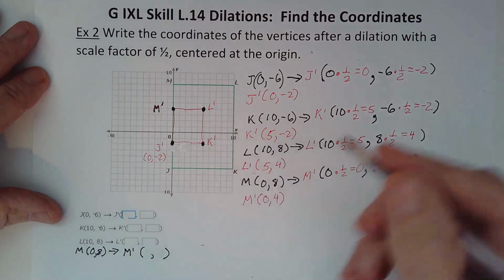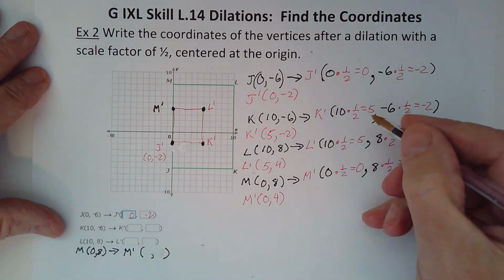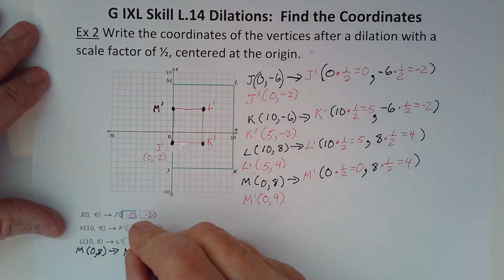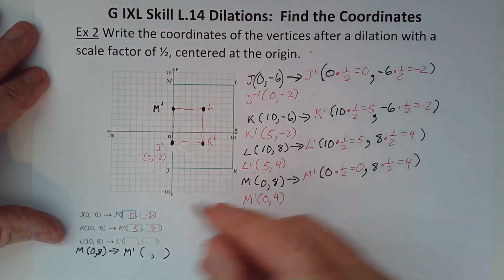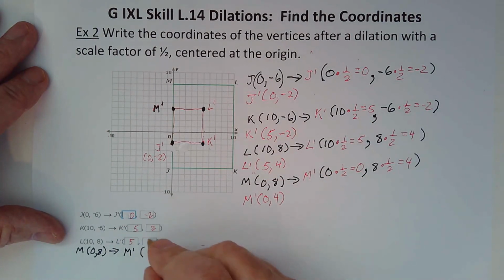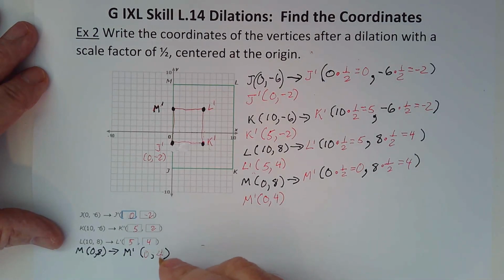So bottom line, we got 0, negative 2 for J prime. We've got 5, negative 2 for K prime. We've got 5, 4 for L prime, and 0, 4 for M prime. And that's it. We're all done.